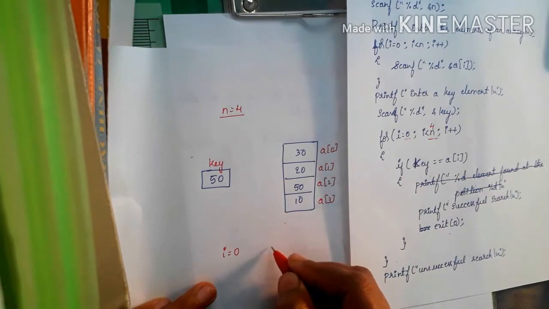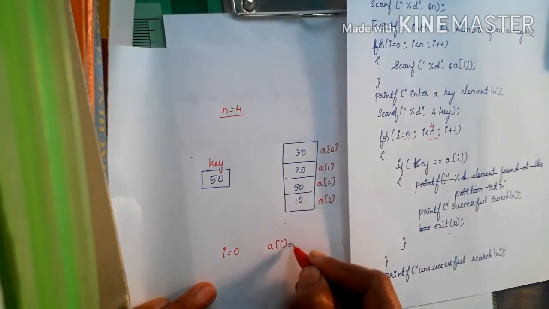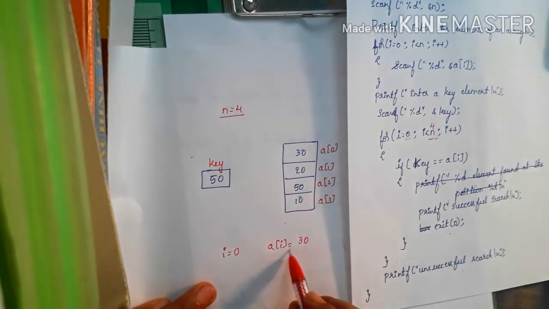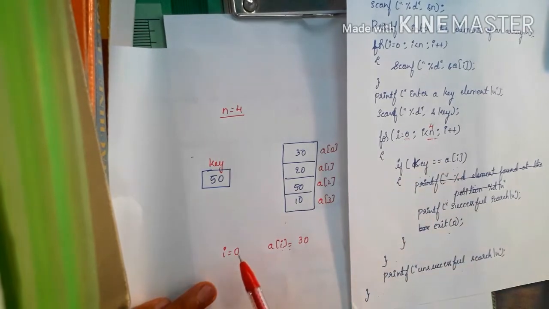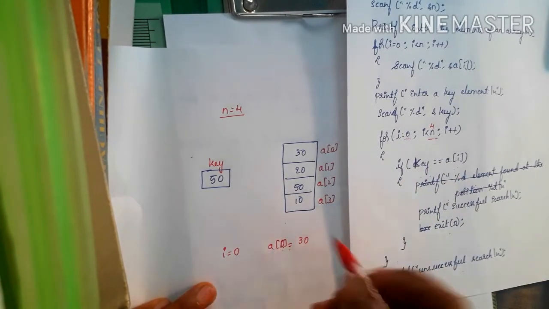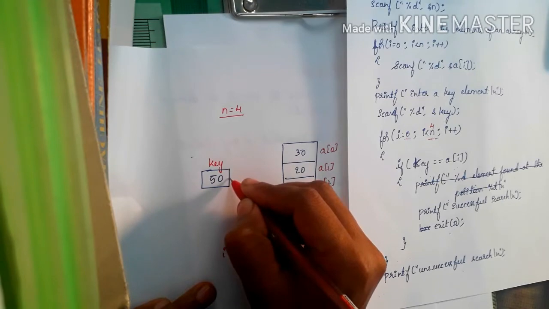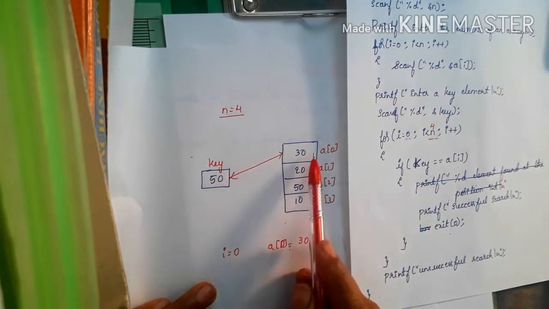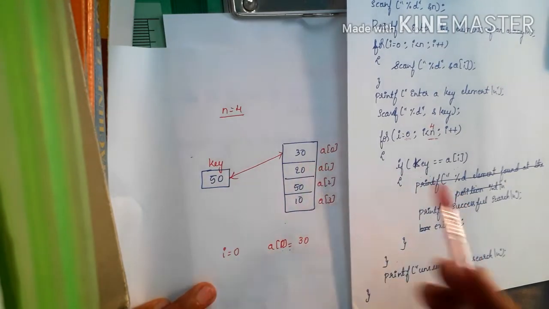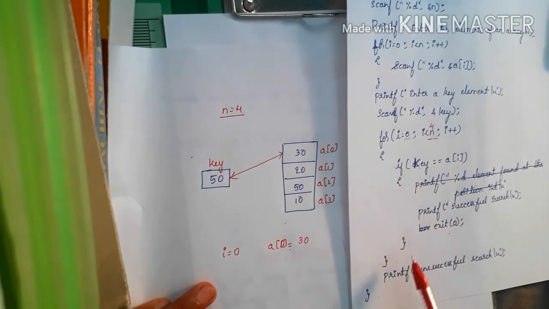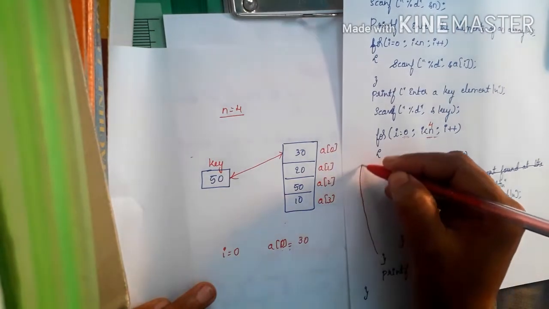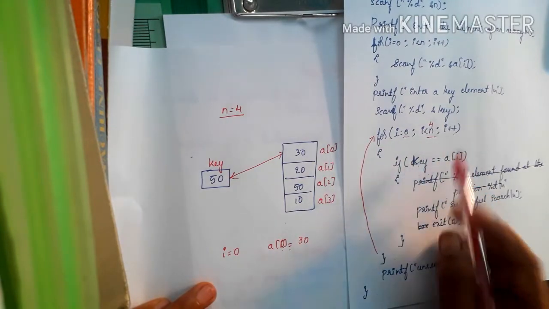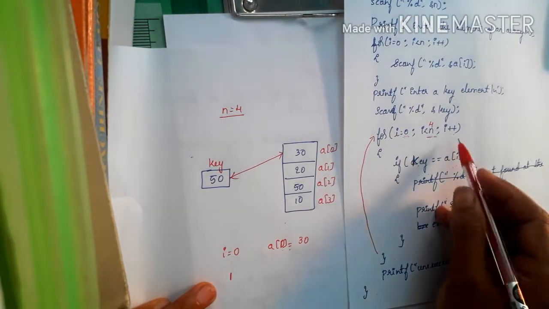A of I means A of 0. A of 0 is 30. Is key equal to A of I, that is A of 0? That is, is 50 equal to 30? No. So if this condition is false, control moves out of if. Next, end of for. End of for means control returns back to for loop. Next, updation. I is incremented by 1 means I becomes 1.